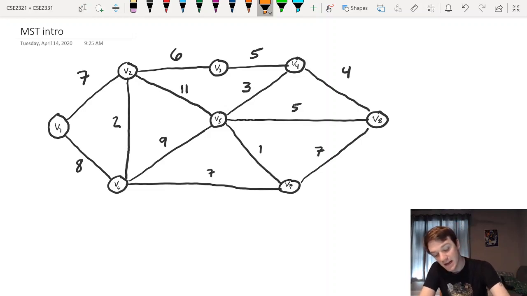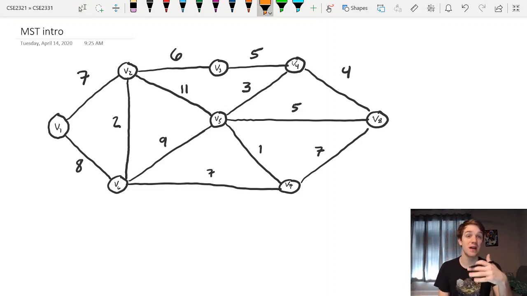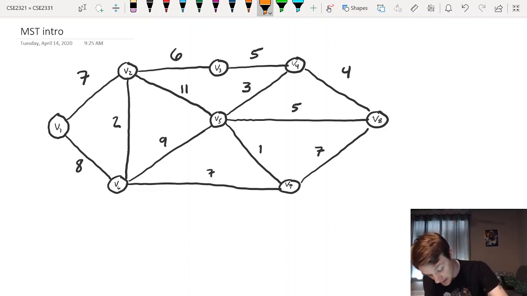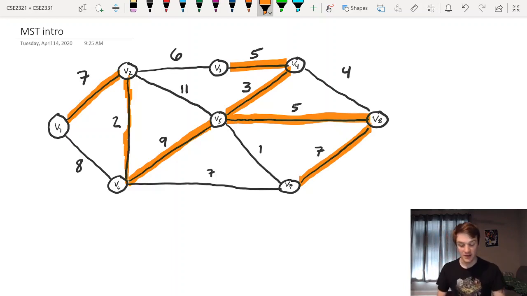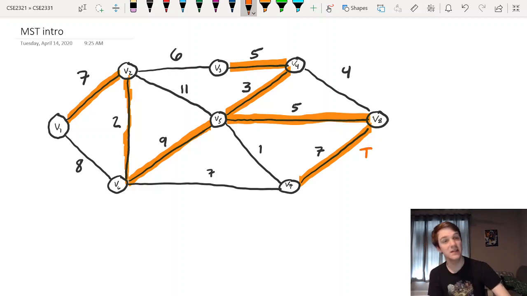A minimum spanning tree is a spanning tree in the graph that has the least weight in some sense. So let's first draw some sort of spanning tree here. I'm going to draw a spanning tree that connects all of the vertices using some of the edges. I've connected all of the vertices in orange here. We are going to talk about the weight of a spanning tree. So I'm going to call this a spanning tree T.